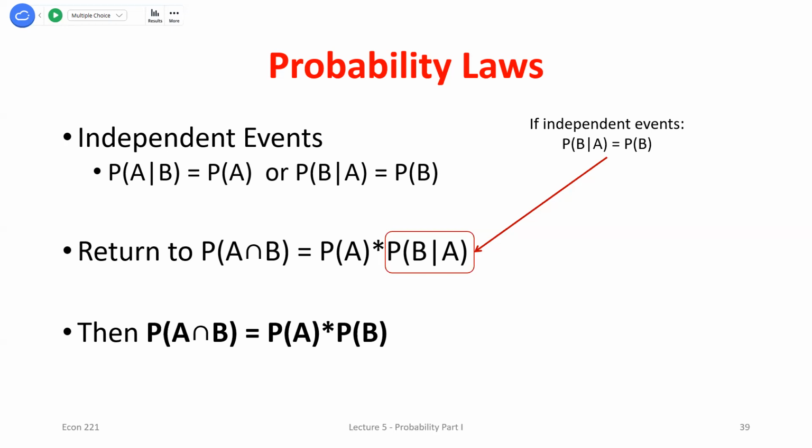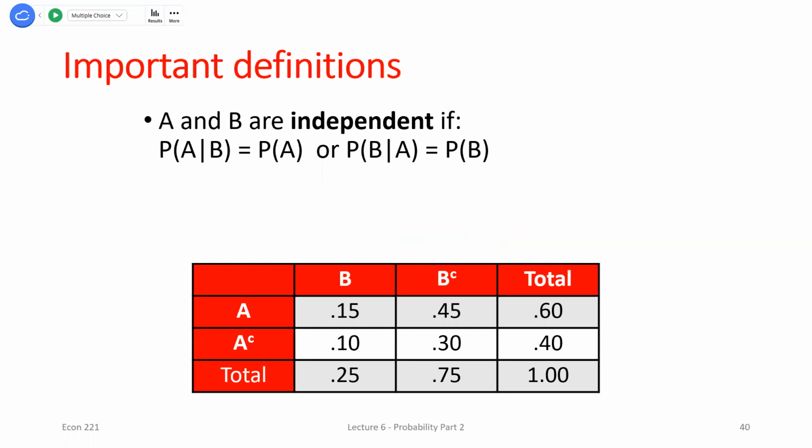Okay. So three ways of checking this, right? We can check to see if the conditional and unconditional probability of A are the same, if the conditional and unconditional probability of B are the same, or if the intersection is just the product of the probabilities of the two events. Okay. So we'll see what this looks like using a contingency table.